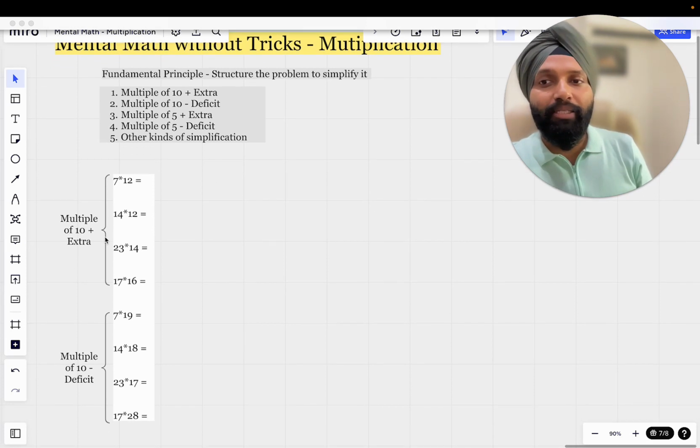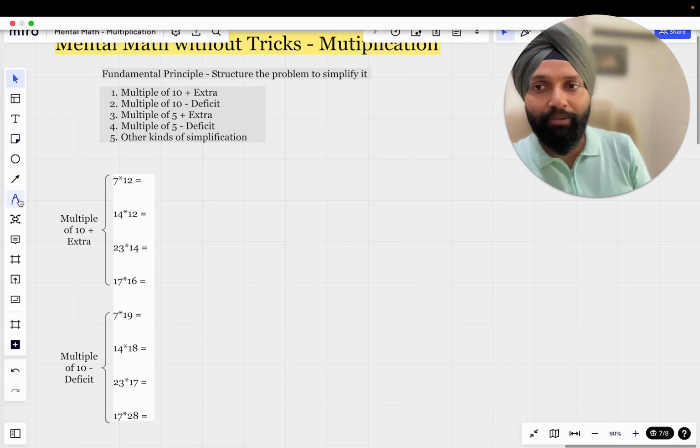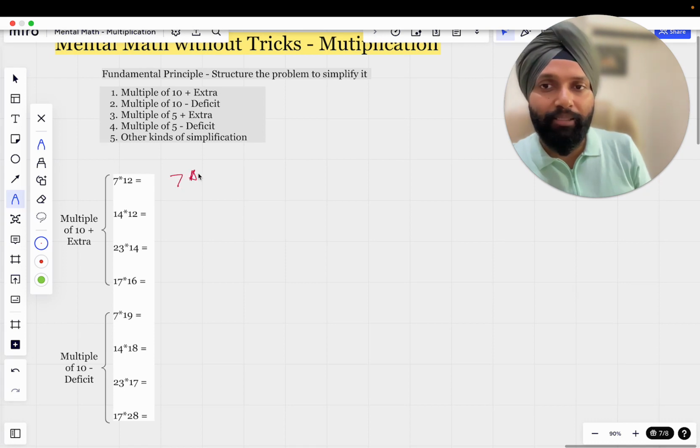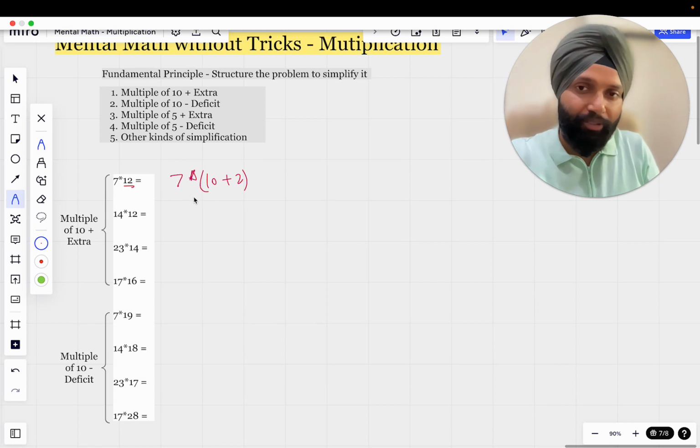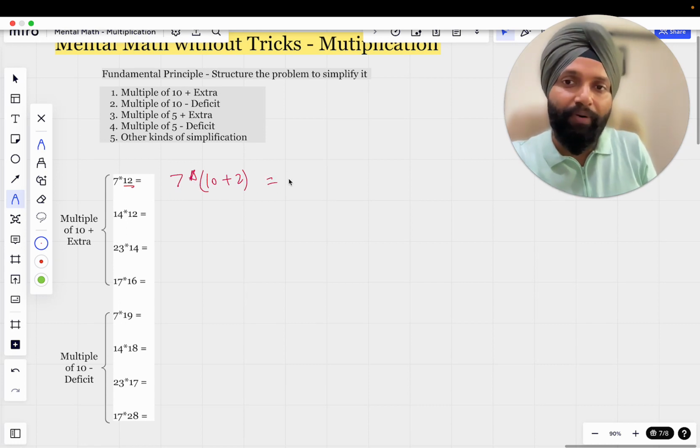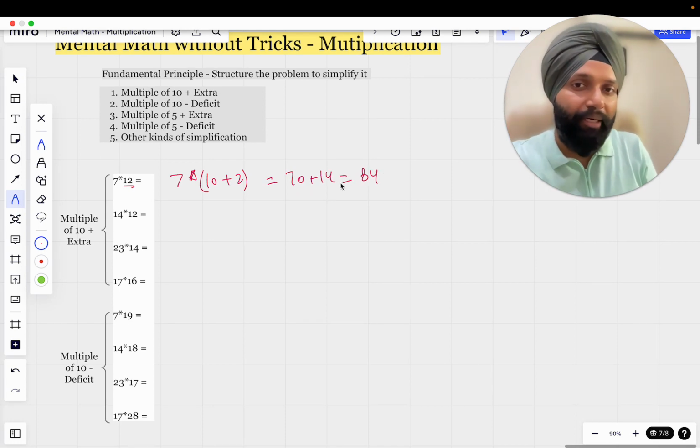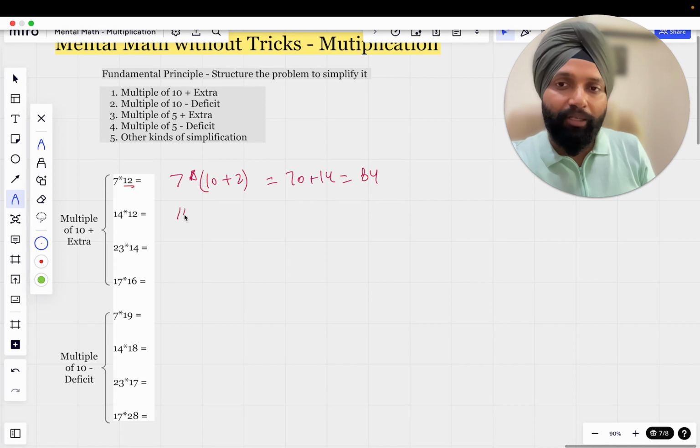The first way is you look at a multiple of 10 and then you take out the extra. What I mean is, let's look at 7 into 12. The way you look at it is you make it 10 or a multiple of 10 plus something extra. So that becomes 7 into 10 is 70, 7 into 2 is 14. Now you can do it mentally. Similarly, here you look at it as 10 plus 2, so that becomes 140 plus 28, which is 168.